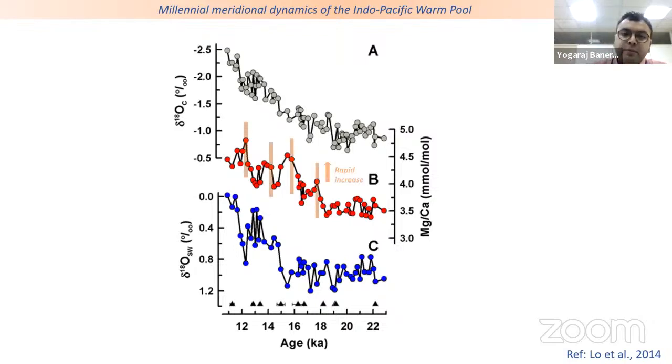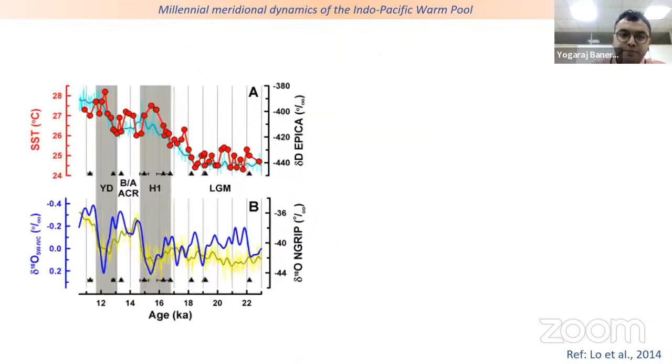So what we can see from this figure is that there are certain time periods, like close to 18 kilo year, then close to 16 kilo year, 15 kilo year, and then again close to 12 kilo year, when there was a rapid increase in the magnesium by calcium ratios. And if we look into the δ18O of seawater values, there are certain time periods, between 13 to 14 kilo year and again between 11 to 12 kilo year, when the record shows an abrupt decrease in δ18O of seawater values.